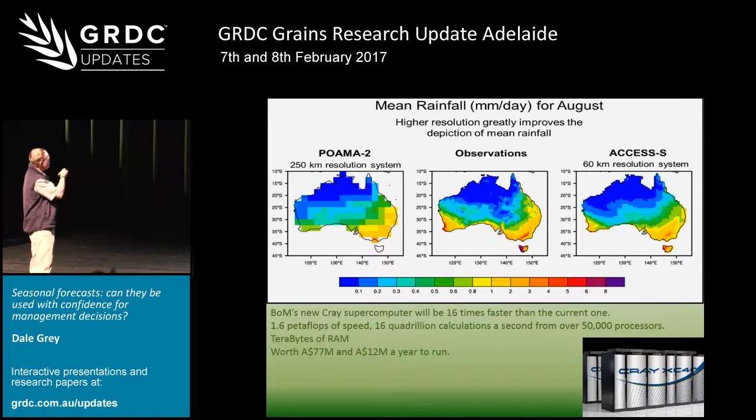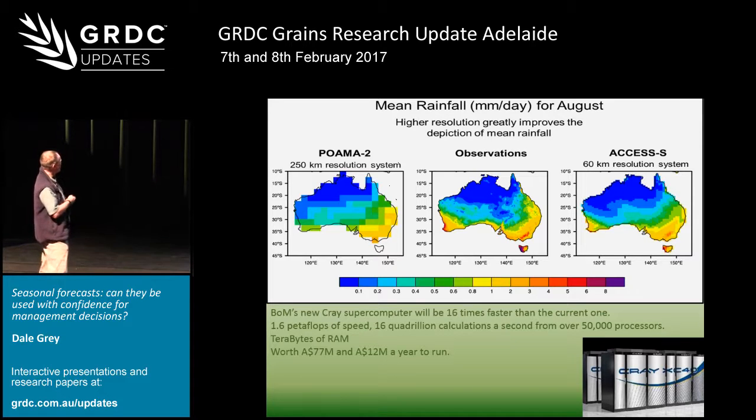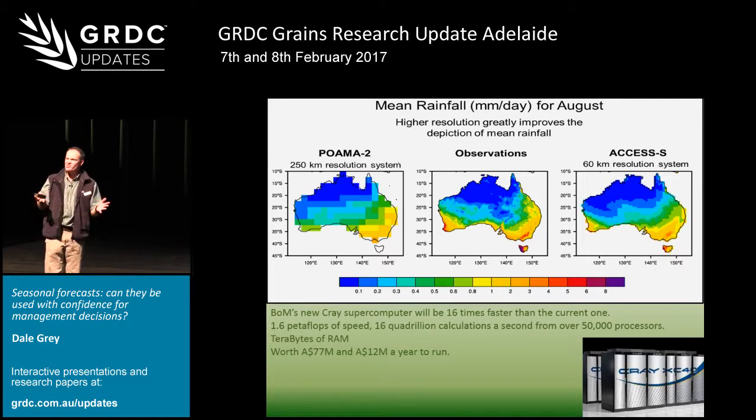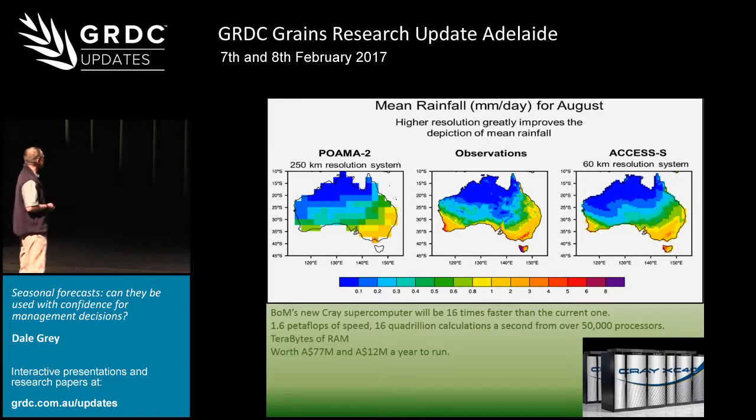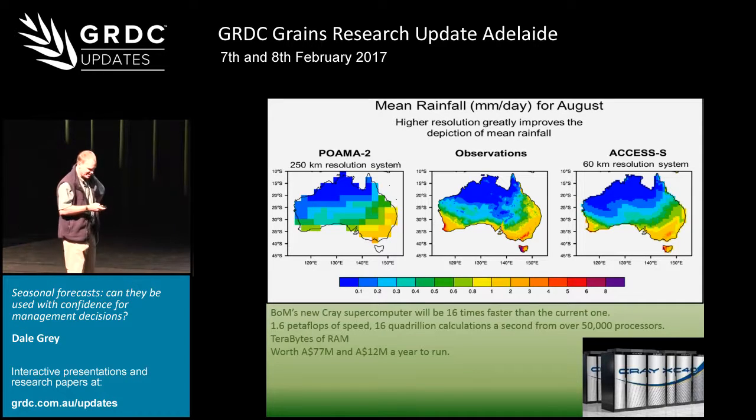So the Bureau's got their new big Cray supercomputer. It's operational to an extent at the moment, but still in the process of getting it to go. These are figures that mean absolutely nothing to a computer nerd like me because they're just hard to understand. So 16 quadrillion calculations a second, 50,000 processors, so 50,000 of your own laptops sitting there grunting away, worth 77 million and costing 12 million a year to run. Most of that I think is probably electricity.